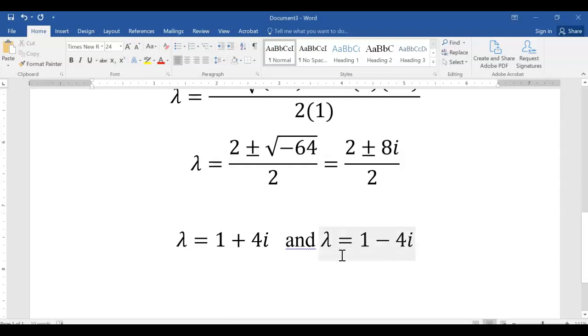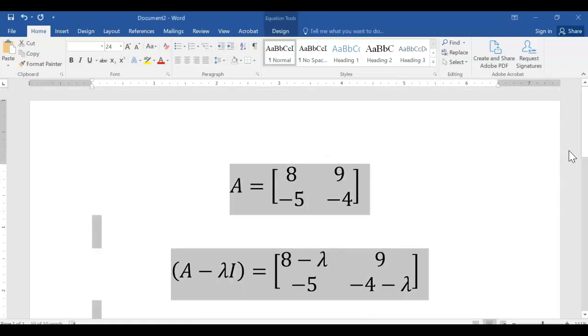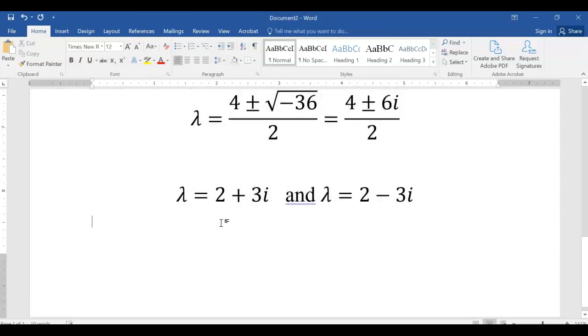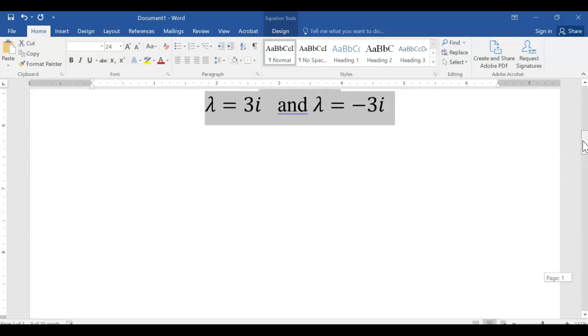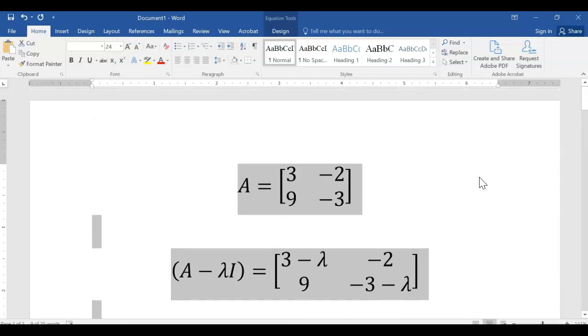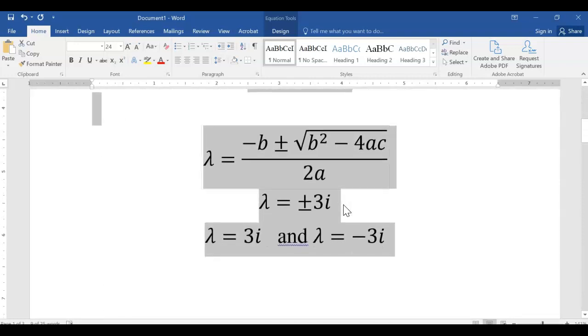By the way, the other thing you should notice about these eigenvalues is that they're always popping up in pairs. This eigenvalue was 1 plus 4 times the complex number i. This one is 1 minus 4 times the complex number i. In our previous problem, the eigenvalues we got were 2 plus 3i and 2 minus 3i. If you look at the eigenvalues in our example with the 3, -2, 9, -3 matrix, I got 3i and -3i. By the way, this could be thought of as 0 plus 3i, 0 minus 3i.